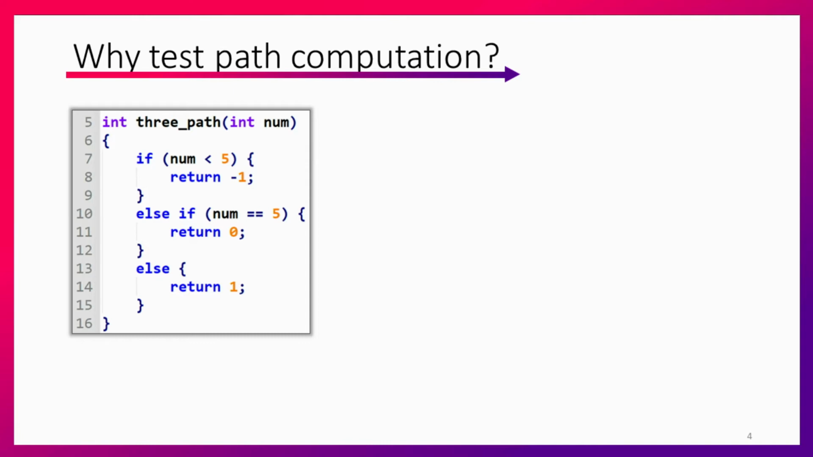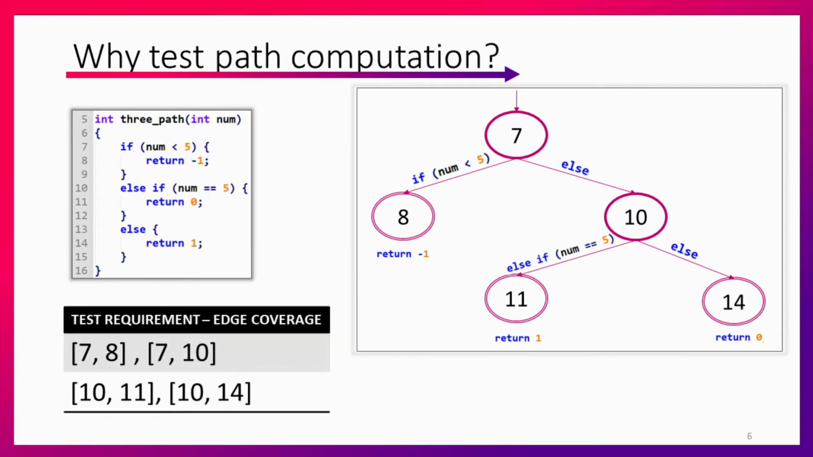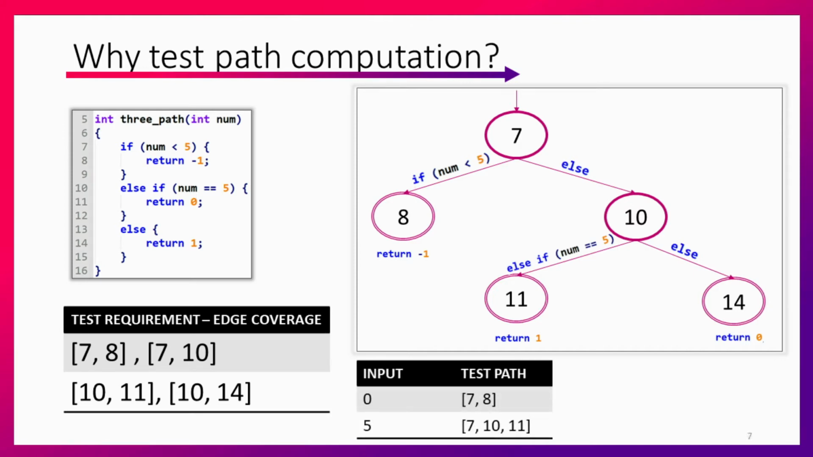This function can be represented by the control flow graph, CFG, shown to the right. From this control flow graph, and assuming edge coverage, we can define 4 test requirements for this code. If one or more of these test requirements are not covered by any test case, then this test suite can possibly be improved. For example, let us consider a test suite composed of 2 tests.